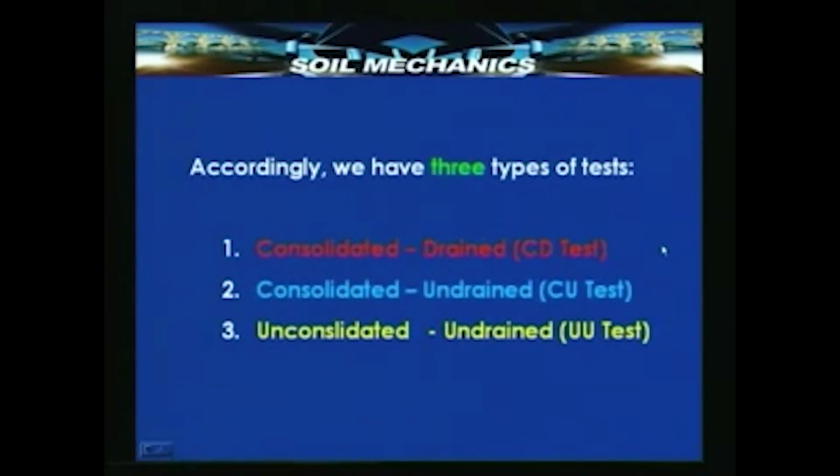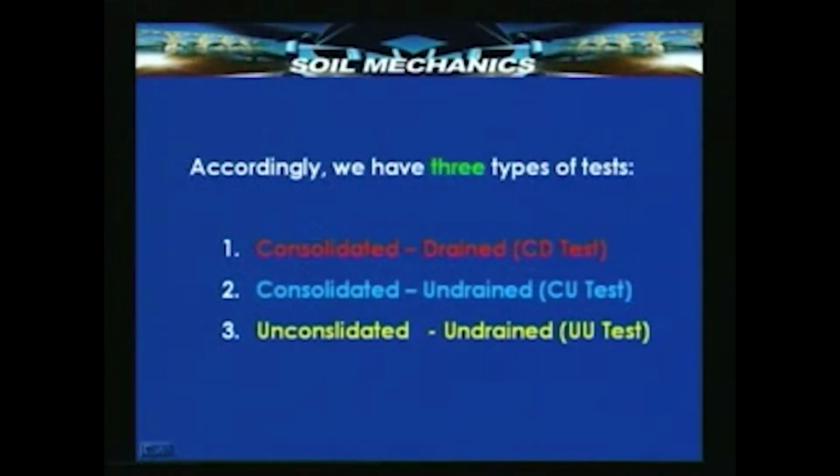Accordingly, we have 3 types of tests. First one is consolidated drained test, second is consolidated undrained test, the last one is unconsolidated undrained test. We do not use the unconsolidated drained test, that combination, because it is not a realistic one. It does not normally happen in the field. The names which are normally used for these tests are CD, CU and UU.